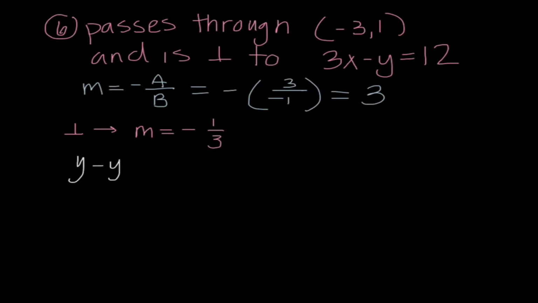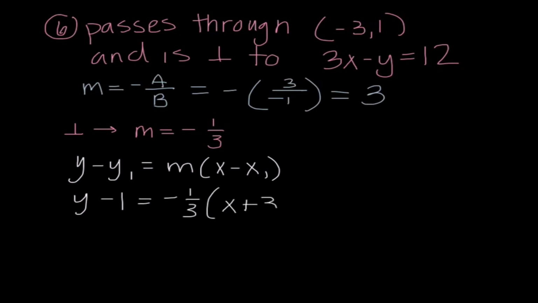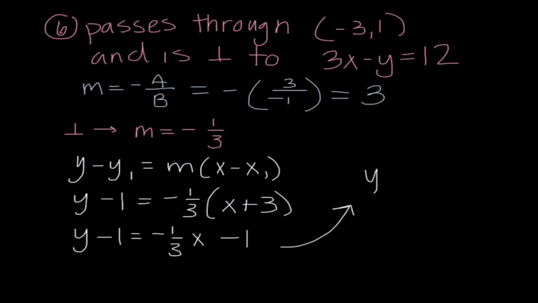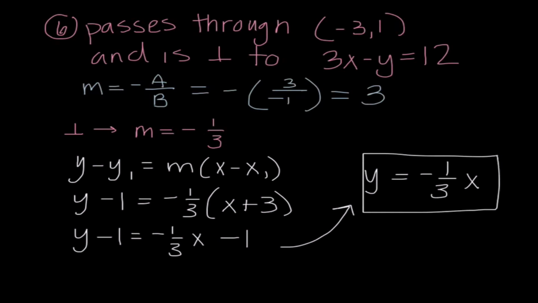So I'm going to set up my point slope form here, and I'm going to write y minus 1 equals negative 1/3 times x plus 3, because it's minus negative 3. When I distribute the negative 1/3, I get negative 1/3 x minus 1. When I add 1 to both sides, I get 0, so my answer here is y equals 1/3 x. I'm sorry, y equals negative 1/3 x. Apparently I can't read. There we go.